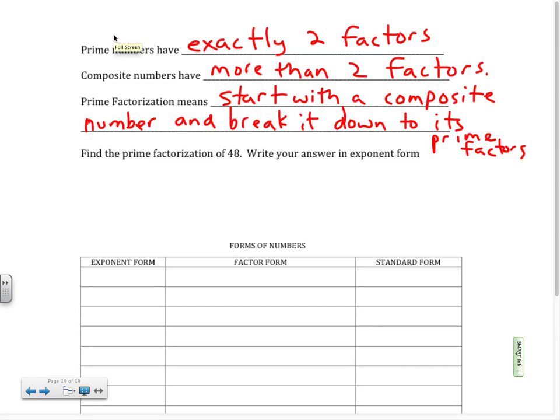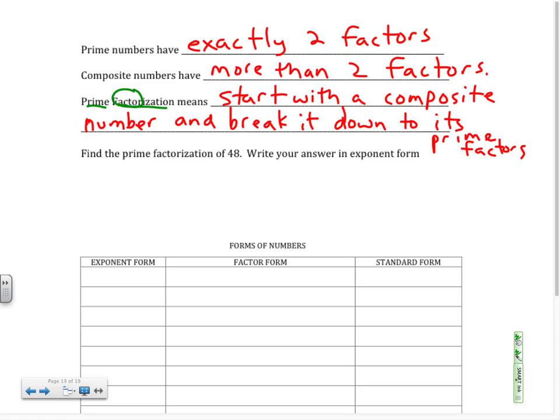Okay, here's a quick review of prime and composite numbers. A prime number has exactly two factors. A composite number has more than two factors. And prime factorization comes from the word prime and the word factor. So what it means is we start with a composite number and break it down to its prime factors.